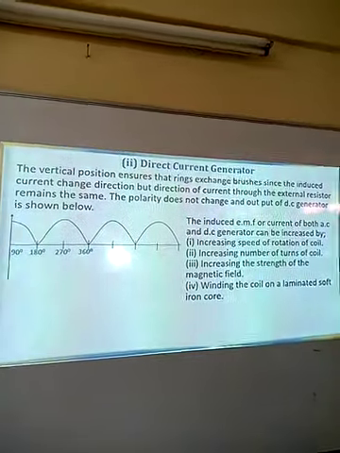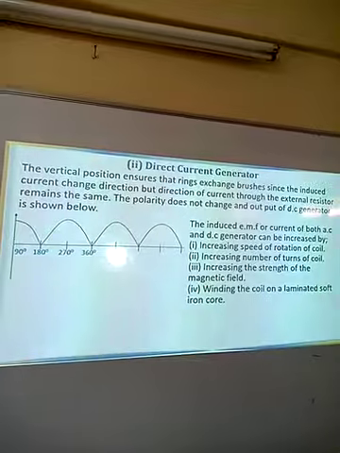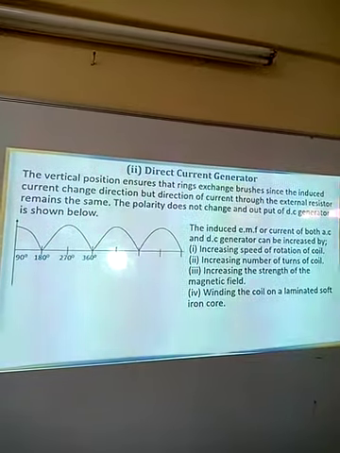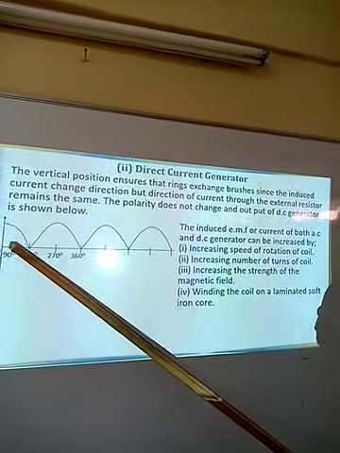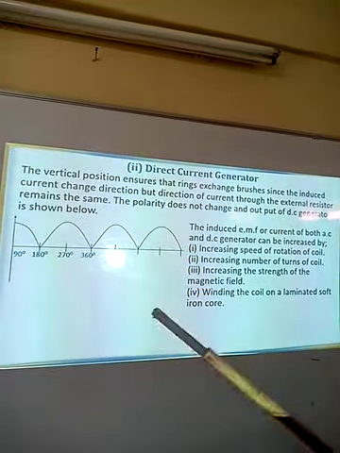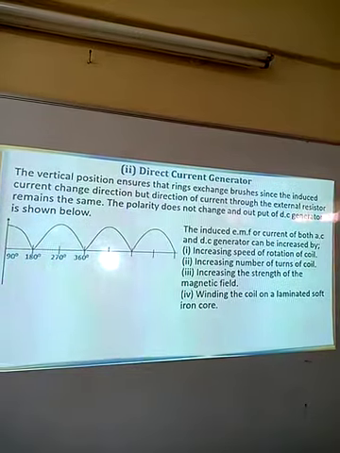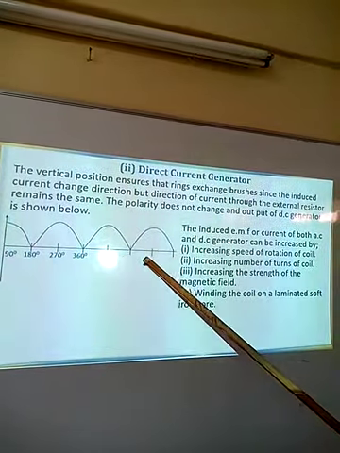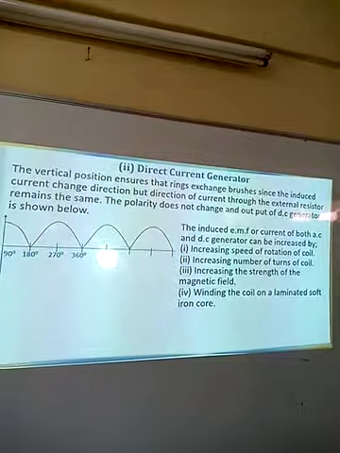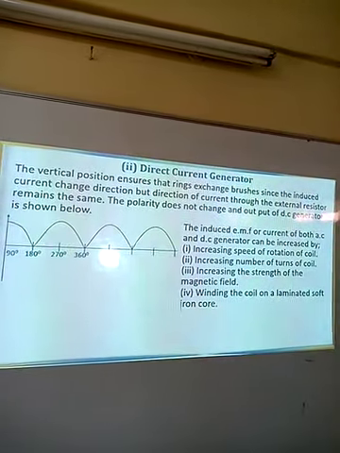Next is simply the graph showing the output, that is the current produced by the direct generator. As you can see, the current produced by the direct generator is one-sided, it's not alternating. It is unidirectional, as indicated by the graph. No current is moving on the opposite side, it only moves in one direction, as indicated here on the graph.